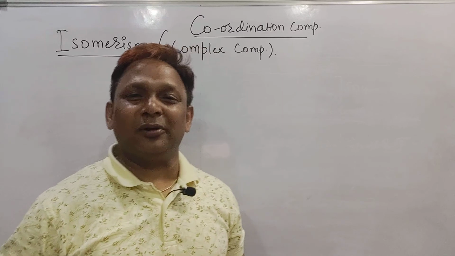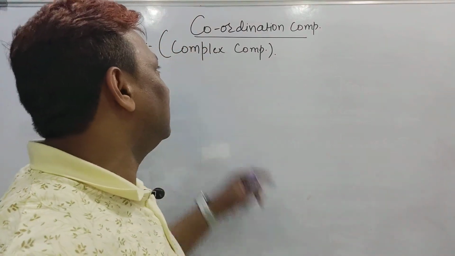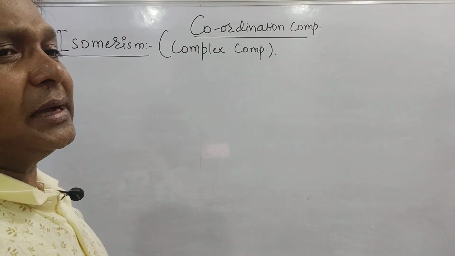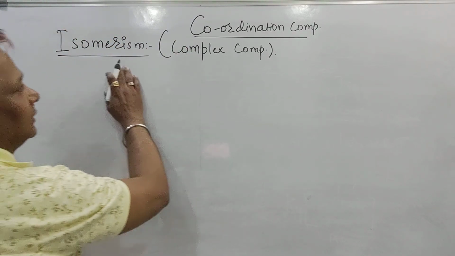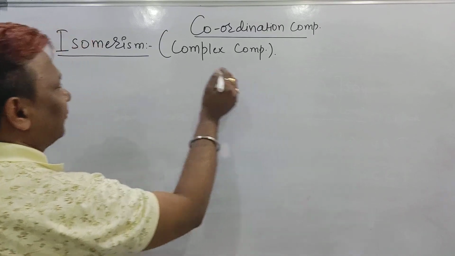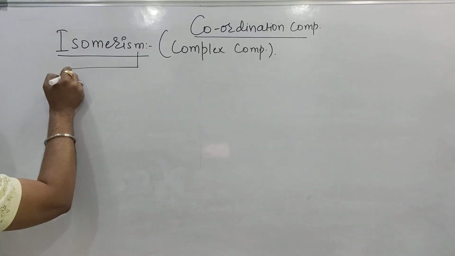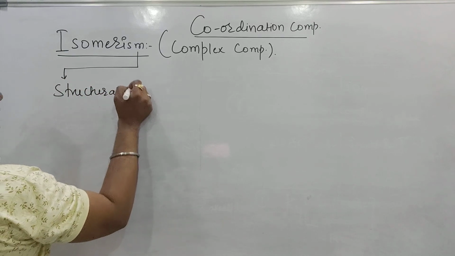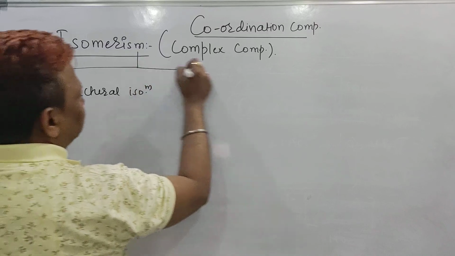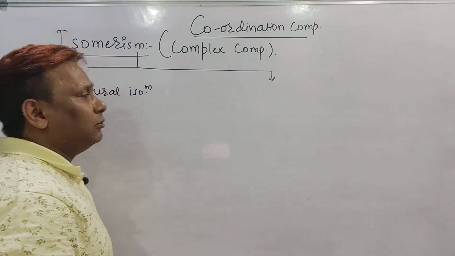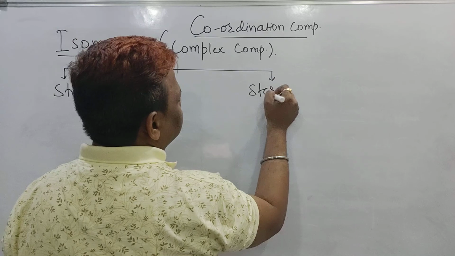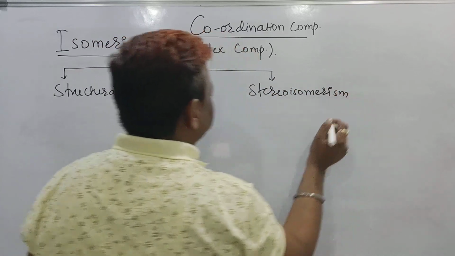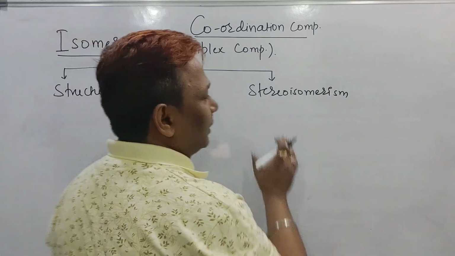Today we are going to discuss the coordination compound, where we are going to discuss the isomerism part of the complex compound. We'll see the flow chart of it. In this part we are going to see structural isomerism shown by the complex compound, and in the second part we are going to discuss stereoisomerism of the complex compound. The first part will be called structural, the second part will be called stereo.